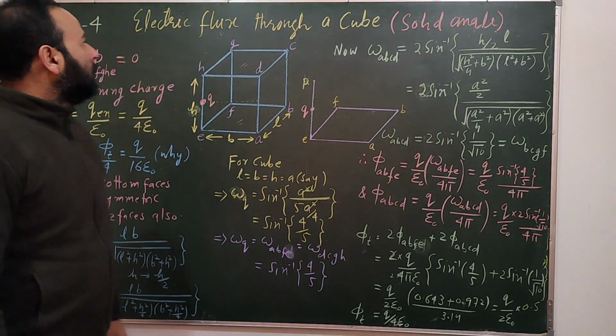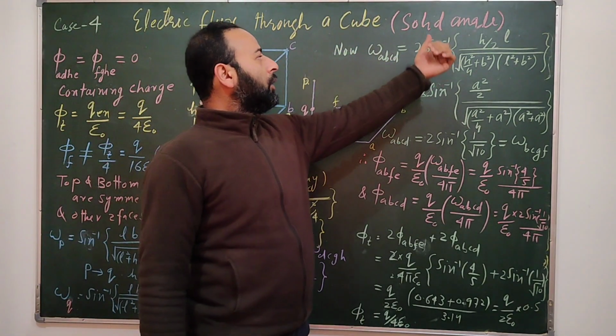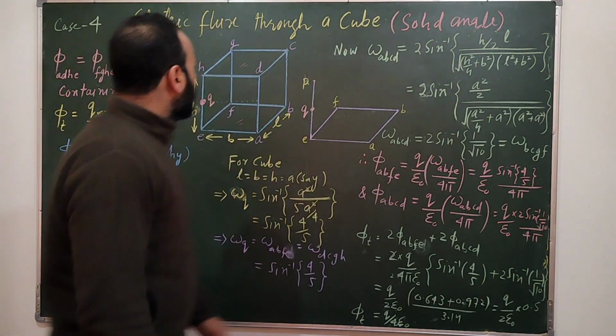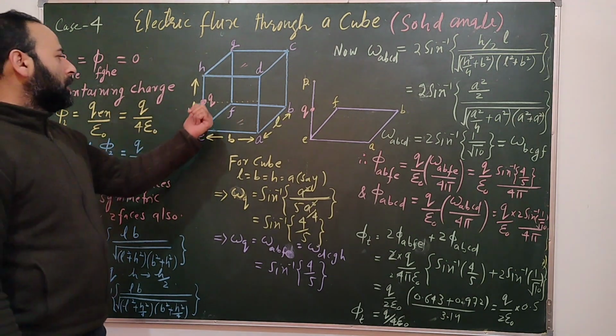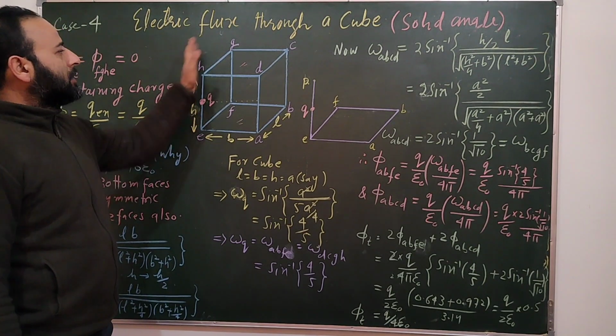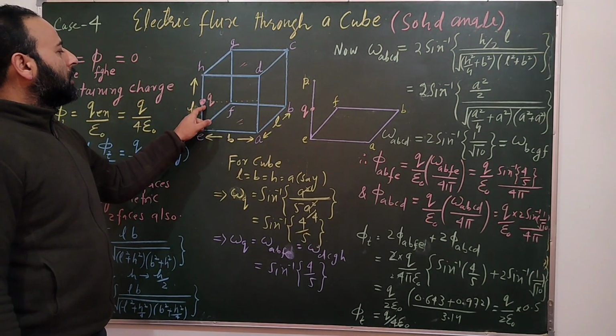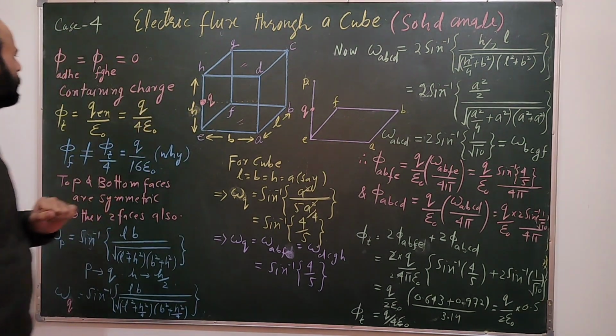Hello and welcome. This is our case 4 of electric flux through a cube using the solid angle. In this case, I have taken a charge. Now the charge is at the edge center of the cube. So this is our cube and the charge is placed at the edge center HE here, right?